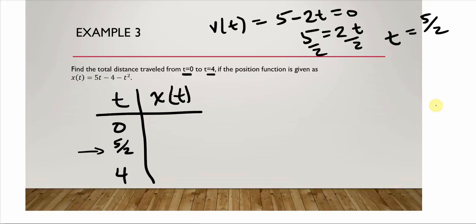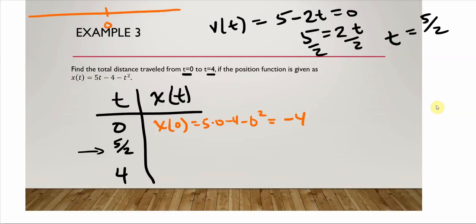So what is it that I do now? Well, I want to find the position at 0. What's my position at 0? So I take the 0 and I plug it into my position function, and that's going to give me 5 times 0 minus 4 minus 0 squared. And that's going to give me a position of negative 4. So my particle on the number line is at negative 4. So he's going to be negative 1, negative 2, negative 3, negative 4. So my particle is right there at t equals 0.